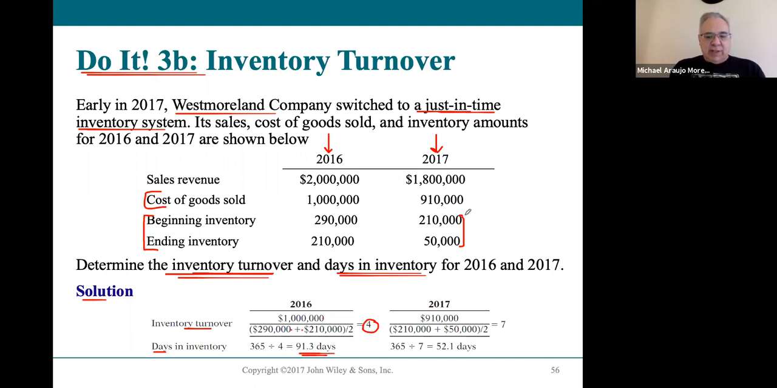But look what happened with the just-in-time inventory system. Their average inventory is very low, which means they're selling more of it at a faster clip. Okay. And so a higher rate is much better, because when you put that under 365, you're going to get a shorter period of time. So this company improved from selling out the store every 91 days in 2016 to selling out every 52 days, which is much more preferable if you're a retailer.